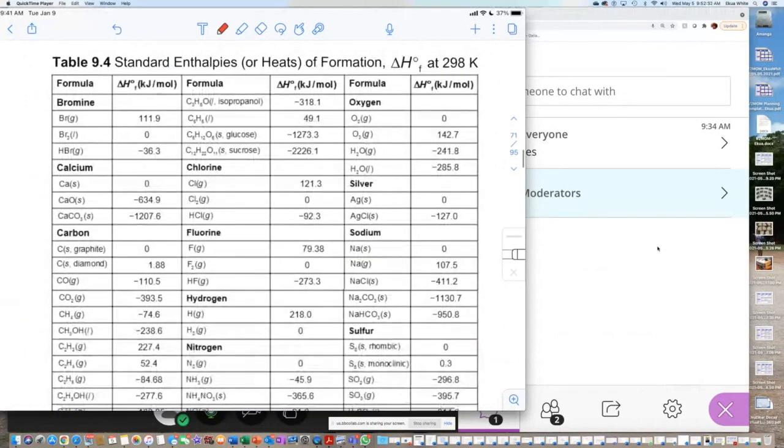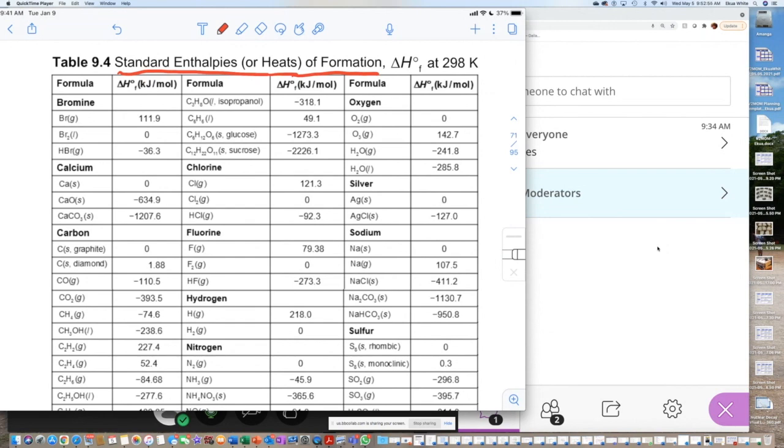This table here is the table showing you the standard enthalpies, or heats, of formation. In other words, say you work for a company trying to make a compound, and they're asking you how much that is going to cost in energy. If you're employed as a scientist, you want to know how to figure this out. It depends on what compound you're trying to make.